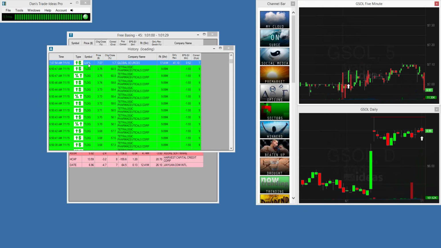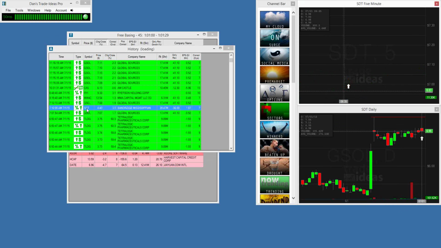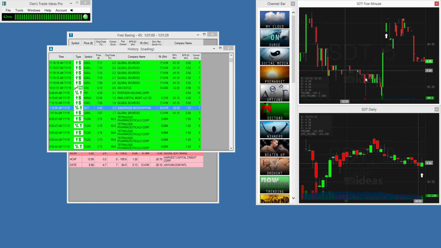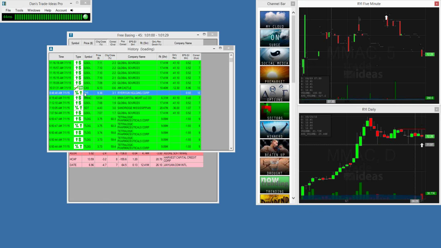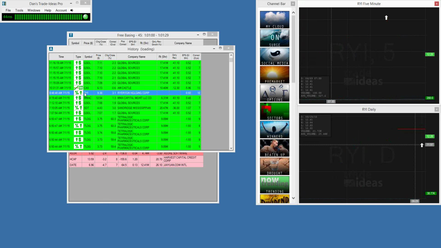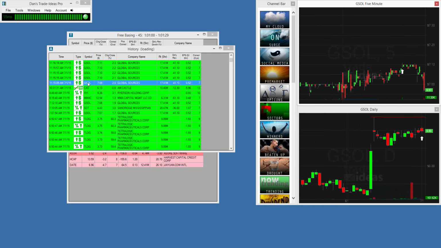Then GSOL came across. Okay. And that's another one where there's a lot of action in the morning and pull back. SDT, Sandridge, big move up here. This one looks like it's lightly trading, but the idea is, again, you can kind of get the picture. This one would have been fantastic. Nice one right there.